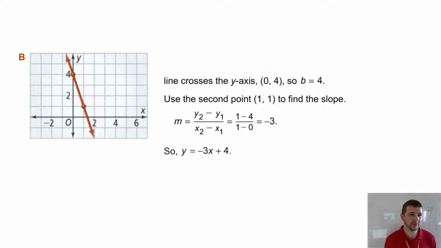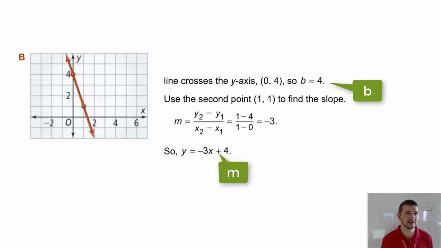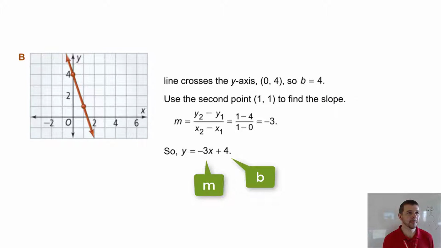So we now know m, -3, and b, 4. We can substitute those into slope-intercept form and write the equation y equals -3x plus 4.